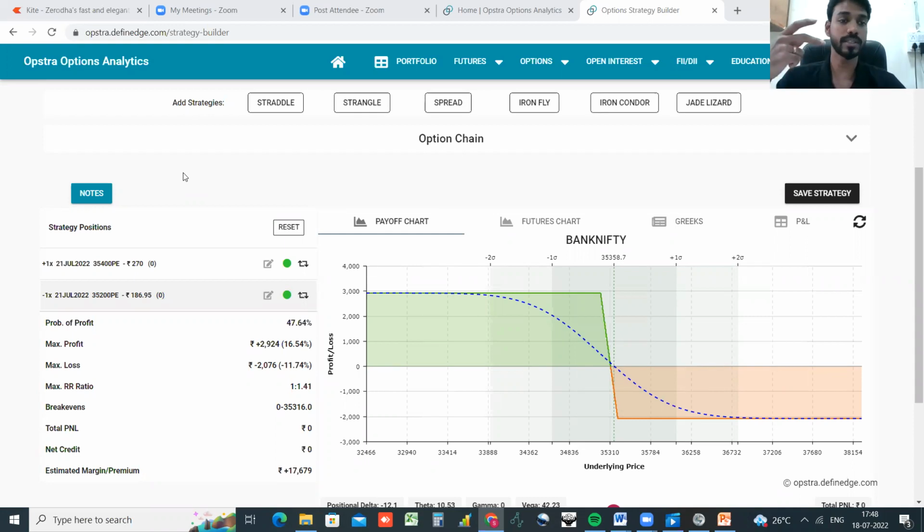Delta neutral is neutralizing delta from both the sides, buying and selling equal and opposite delta, which will create a delta neutral scenario. That's where you will make money in the sideways market.